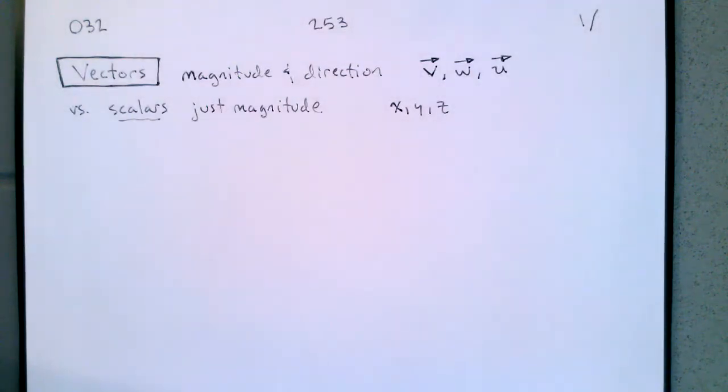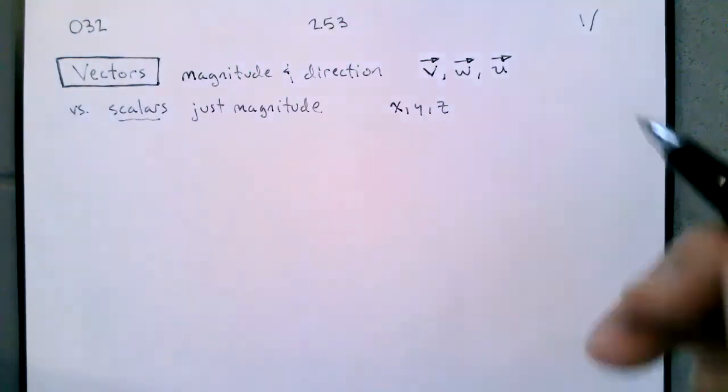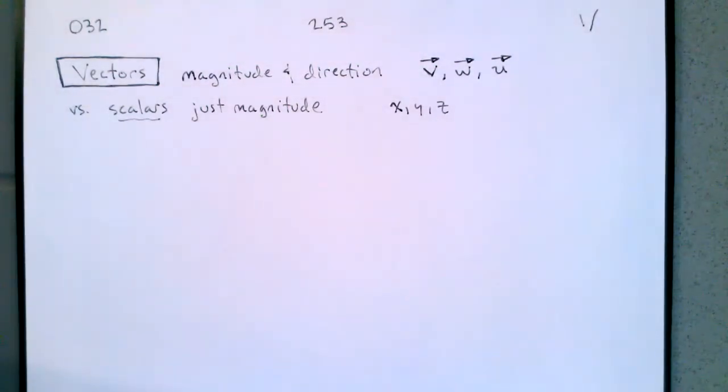We can use whatever names we want. We could use A, B, and C for vectors, just like we can use A, B, and C for scalars. But we're just going to draw an arrow on top, and that'll indicate that we're dealing with a vector. So the arrow indicates vector.